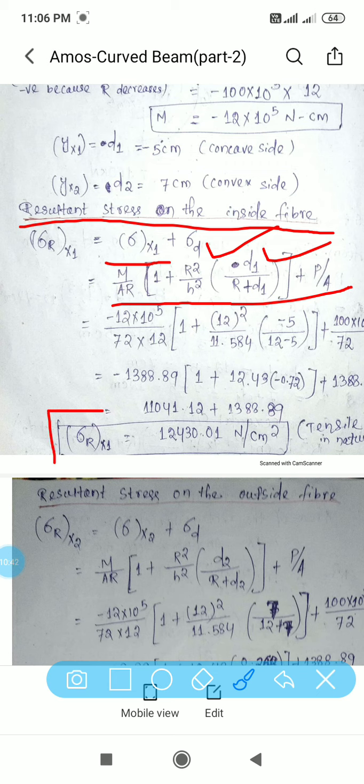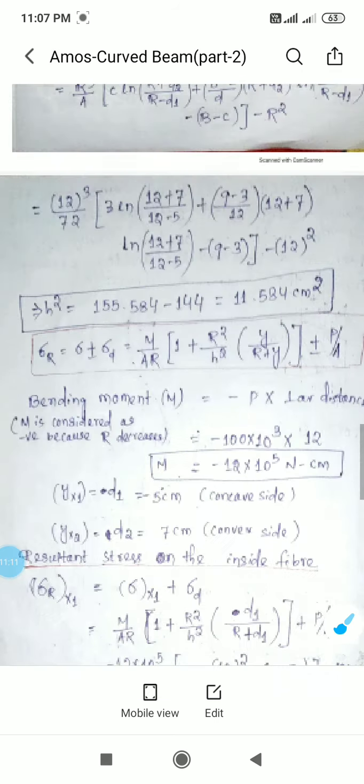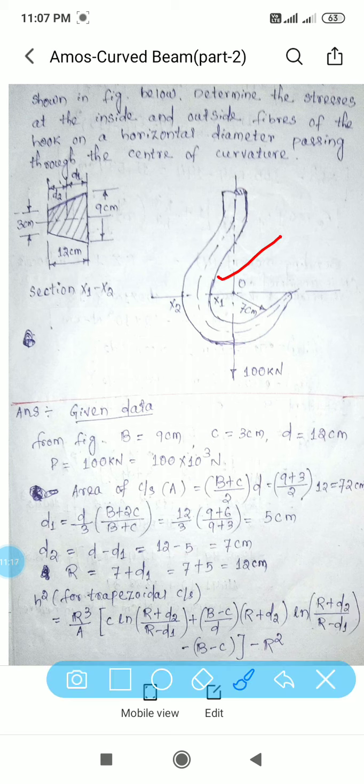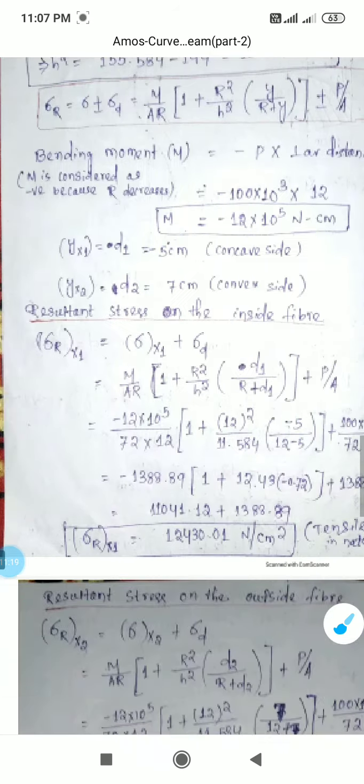You put all values related to M, A, R, D1, P, then get the final value. This is your final value for the inner fiber, meaning the resultant stress generated at the inner fiber. The value is 12,430.01 Newton per centimeter square. This one is positive, and positive means tensile in nature. So the inner fiber of the crane hook is subjected to tensile stress.